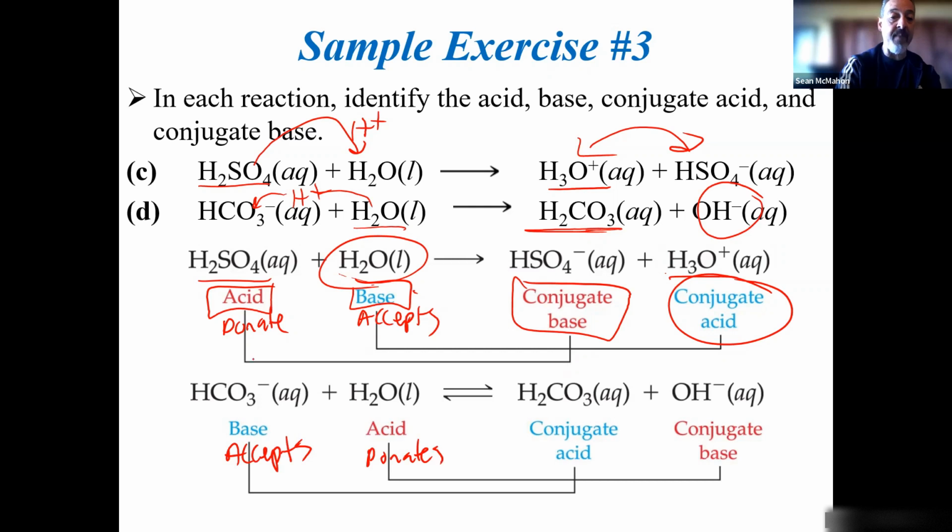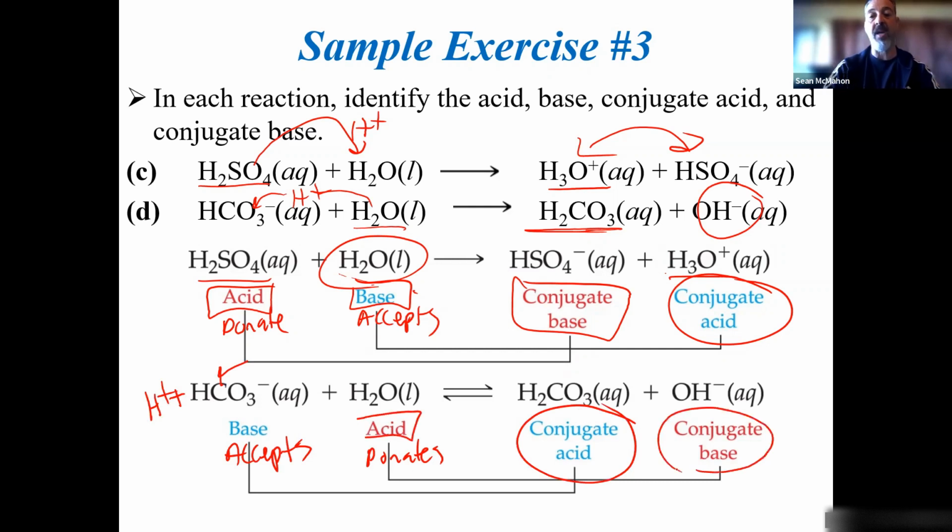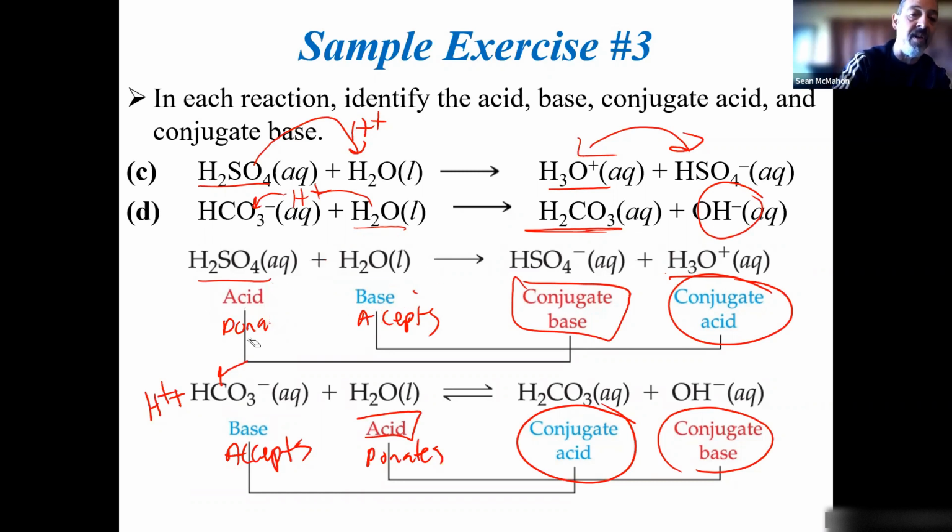Once the base accepts the proton, right, it becomes the conjugate acid. And once the acid donates the proton, it becomes the conjugate base. And then you could write out your conjugate acid base pairs. And what we notice is in this case, and I know there's a lot of writing on here, so I apologize, but let me kind of erase this for you, make it a little bit clearer.